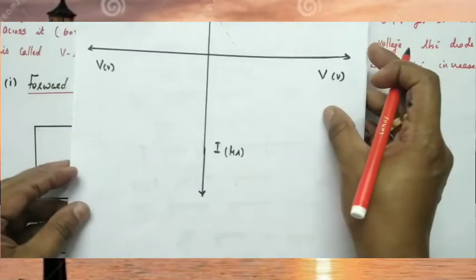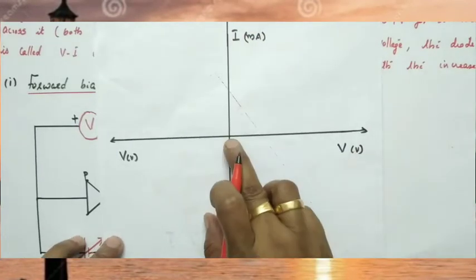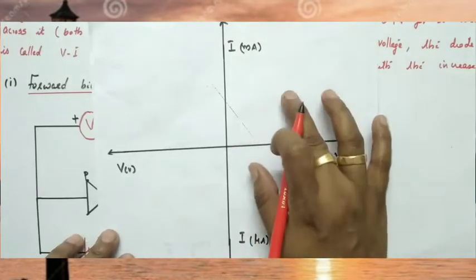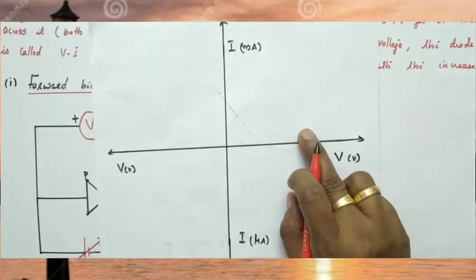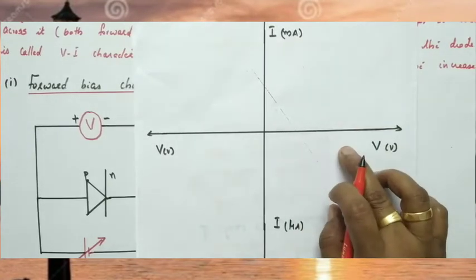So that can be represented here in the graph. Here we can draw a graph with voltage along the x-axis and current along the y-axis. Here in the first quadrant we can draw the forward bias characteristic. Here we can draw this voltage current characteristic curve.